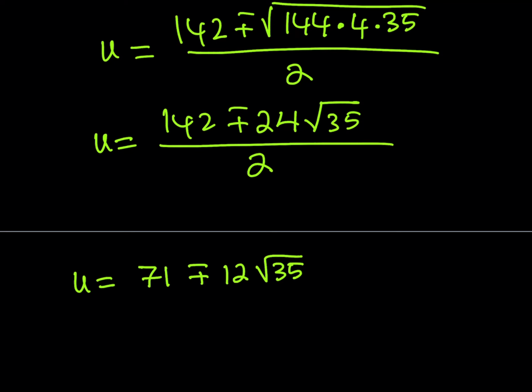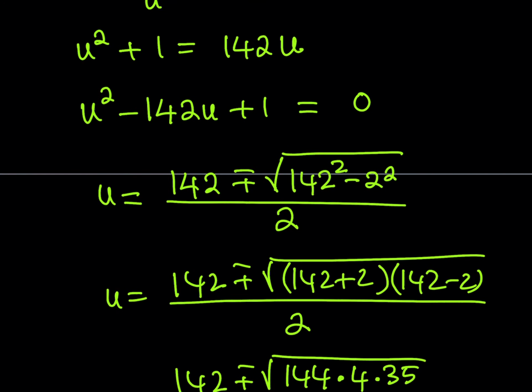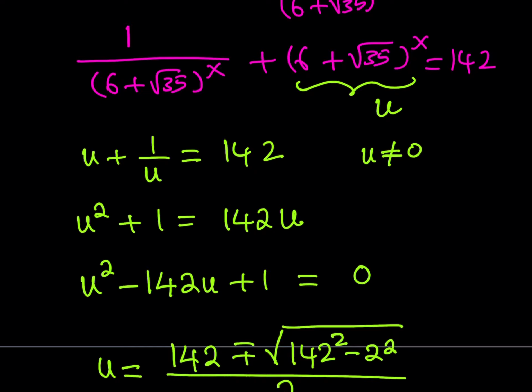Okay, cool. Now, here's the tricky part. Okay, you found the answer, but what is u, right? Well, what did we call u? Well, u is (6 plus root 35) to the power x.